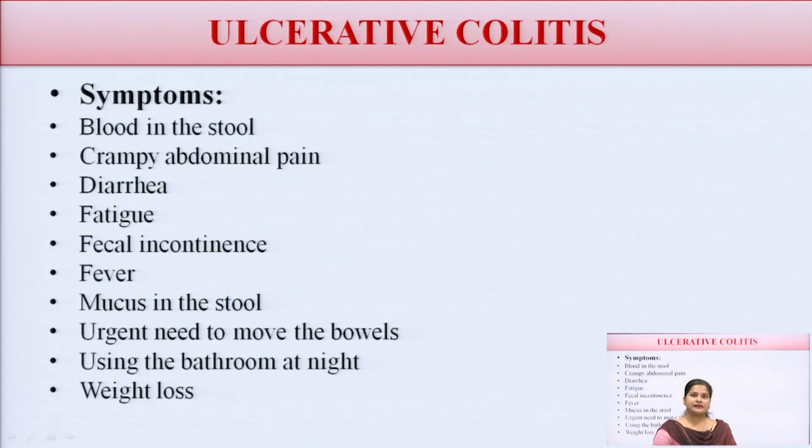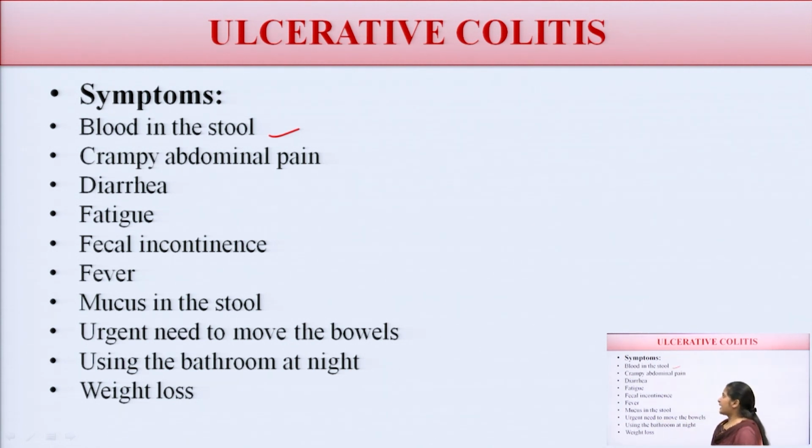Now, these are the major symptoms of ulcerative colitis. The first is blood in stool. Whenever a person is suffering from ulcerative colitis, what happens at that time? The person is suffering from sores, ulcers in the intestine. Whenever the ulcers burst, they cause bleeding into the intestine. So, whenever the person goes for fecal removal, the stools pass with blood. So, the first symptom is blood in the stool.